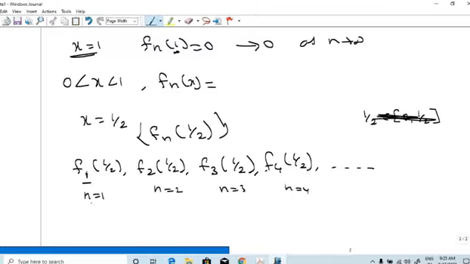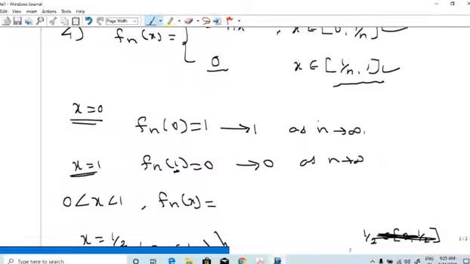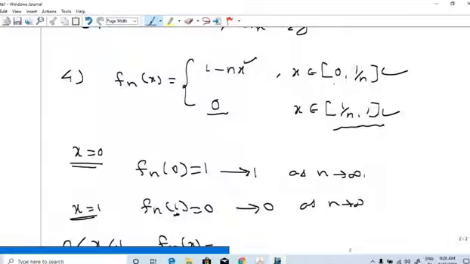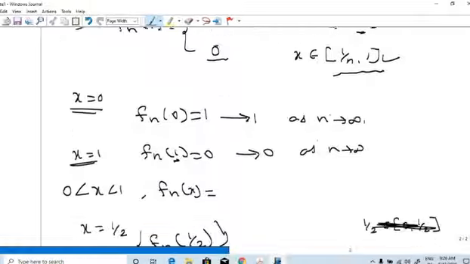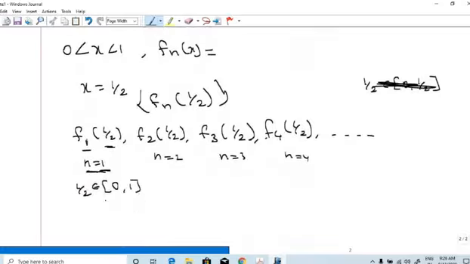Now consider n equal to 1 and this point. If n equal to 1, then 1 by 2 lies in the interval 0 to 1. Therefore, look at this function. If we substitute n equal to 1, we get 0 to 1. For 0 to 1, the corresponding value is 1 minus nx, where n is 1 and x is 1 by 2. So this value is nothing but 1 by 2. Therefore, f_1(1 by 2) value is 1 by 2. Now, what is f_2(1 by 2)?